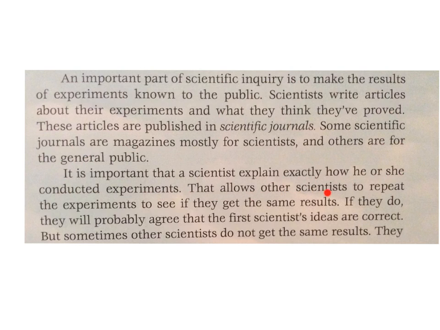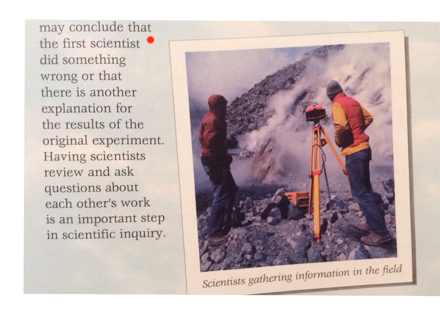That allows other scientists to repeat the experiments to see if they get the same results. If they do, they will probably agree that the first scientist's ideas are correct. But sometimes other scientists do not get the same results. They may conclude that the first scientist did something wrong or that there is another explanation for the results of the original experiment. Having scientists review and ask questions about each other's work is an important step in scientific inquiry.